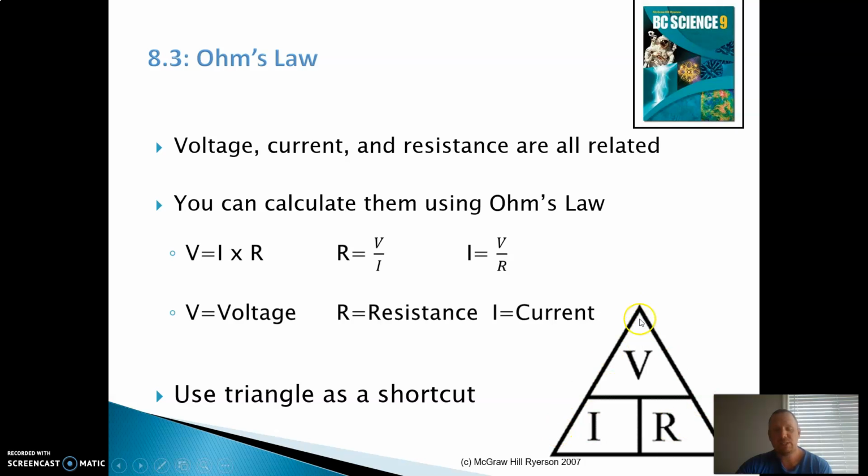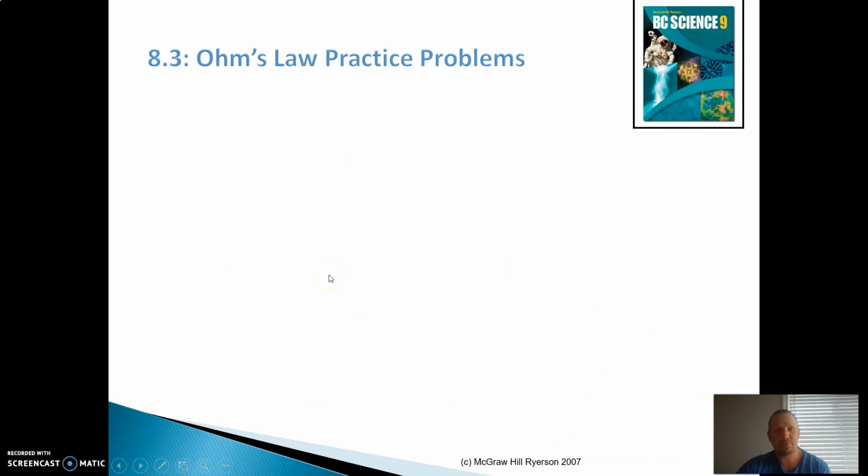Now, sometimes this little triangle is used, and how this triangle is used is, say you want to find the voltage, you cover up volts, and then you just have I right beside R. So because they're beside each other, you go I times R. If you want to calculate the resistance, you cover up the R. V is on top of I, so we go V divided by I, which are basically just these three here. Some people prefer the triangle, some people prefer just having the formulas.